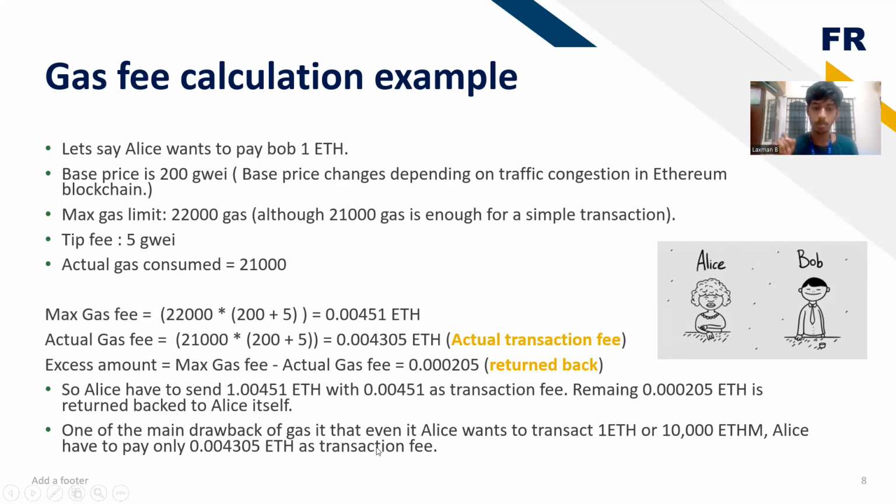One of the main drawbacks of this gas system is that even if Alice wants to transact 1 Ethereum, or 10,000, or 1 million Ethereum, all Alice has to pay is 0.004305 Ethereum as transaction fee. So no matter how much money I want to transact from one person to another, my transaction fee will always be stable. Even if I want to pay 0.00001 Ethereum, my transaction fee will be 0.004305. So if I have to pay some small amount, I will end up paying a bigger amount of transaction fee. So this is one drawback.